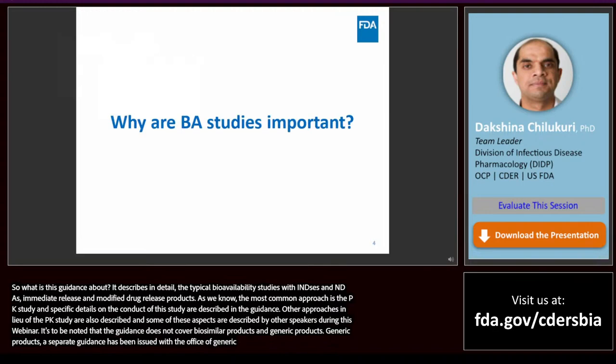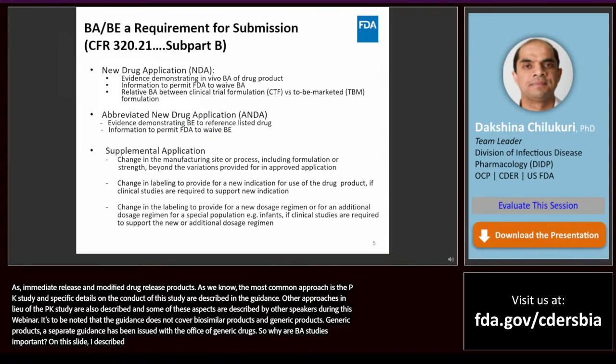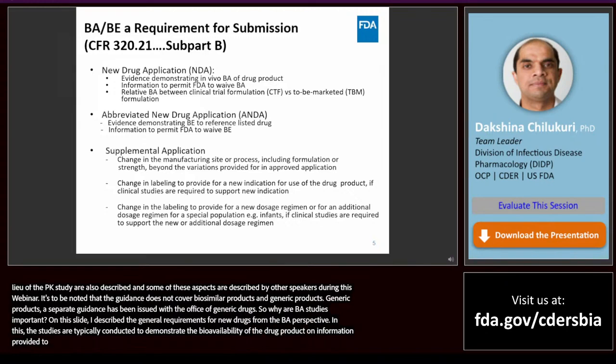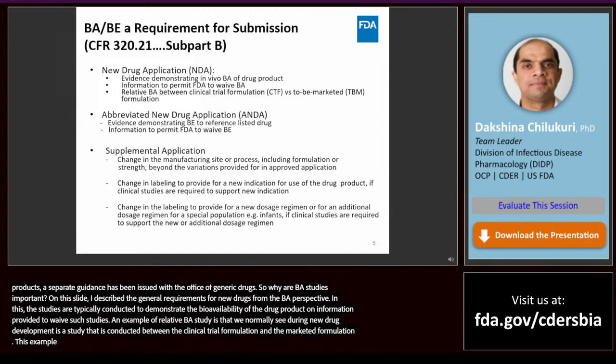So why are BA studies important? On this slide are described the general requirements for new drugs from a BA perspective. For NDAs, studies are typically conducted to demonstrate the bioavailability of the drug product, or information is provided to waive such studies. An example of a relative BA study that we normally see during new drug development is a study that is conducted between the clinical trial formulation and the to-be-marketed formulation. This example is covered when specific case studies are discussed during the Q&A session.